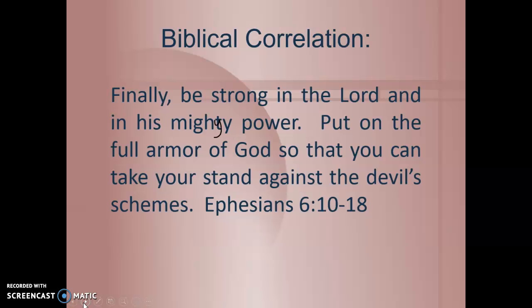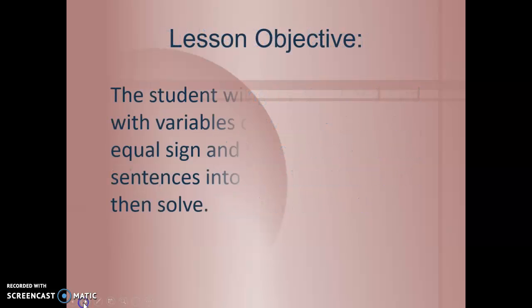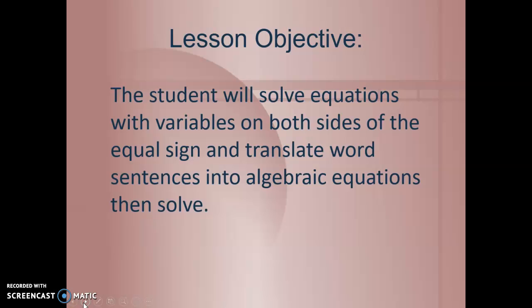It's the same in algebra. We've got to have this firm foundation so that we can take on any problem. And we know the reason we need to be able to solve problems is so that we can help bring redemption and restoration to the world around us. Our lesson objective for today is this. You, the student, will solve equations with variables on both sides of the equal sign and translate word sentences into algebraic equations and then solve.